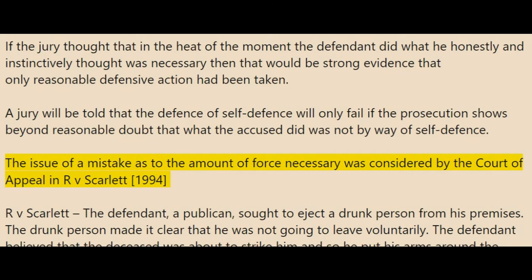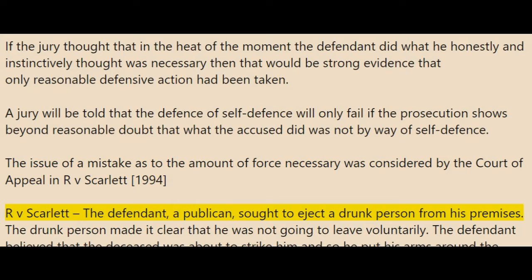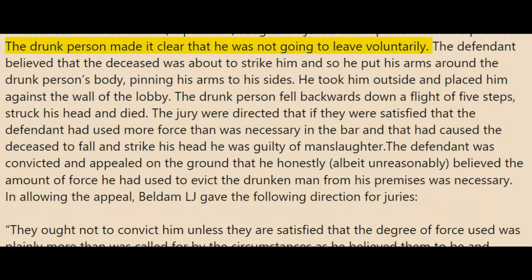The issue of a mistake as to the amount of force necessary was considered by the Court of Appeal in R. v. Scarlett, 1994. In R. v. Scarlett, the defendant, a publican, sought to eject a drunk person from his premises. The drunk person made it clear that he was not going to leave voluntarily. The defendant believed that the deceased was about to strike him, and so he put his arms around the drunk person's body, pinning his arms to his sides. He took him outside and placed him against the wall of the lobby. The drunk person fell backwards down a flight of 5 steps, struck his head and died.